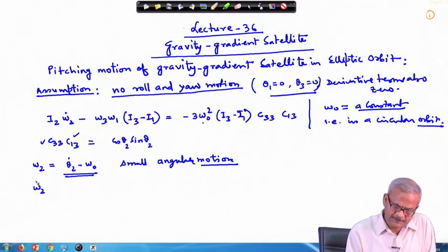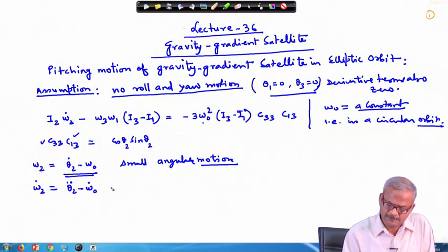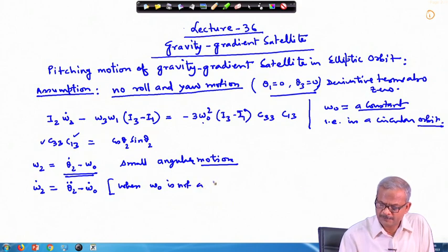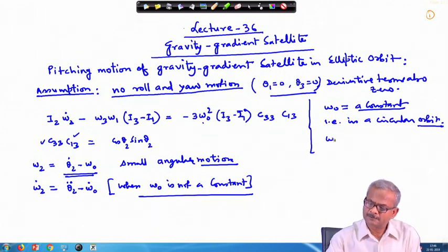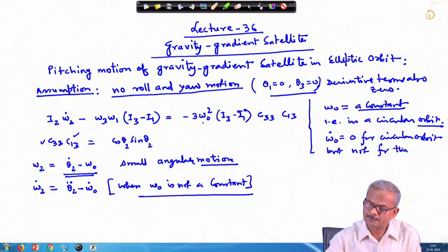So, from this, omega 2 dot will be theta 2 double dot minus omega 0 dot. When omega 0 is not a constant, this will not vanish. For the circular orbit omega 0 dot equals 0, but not for the elliptical orbit.